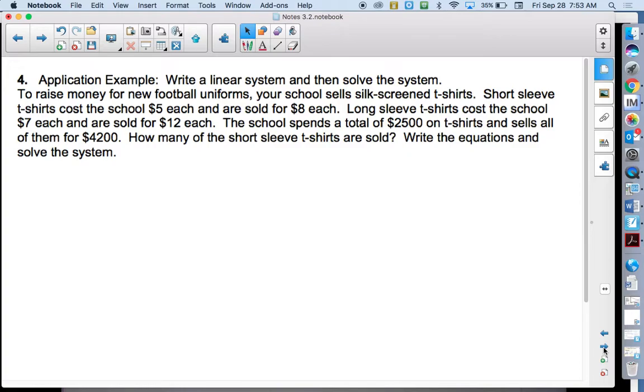Anyway, short sleeve T-shirts cost $5 and are sold for $8. Long sleeve T-shirts cost the school $7 and are sold for $12 each. Your school spends a total of $2,500 on the T-shirts, sells them for $4,200. How many of the short sleeve T-shirts are sold? Write equations and then solve the system.